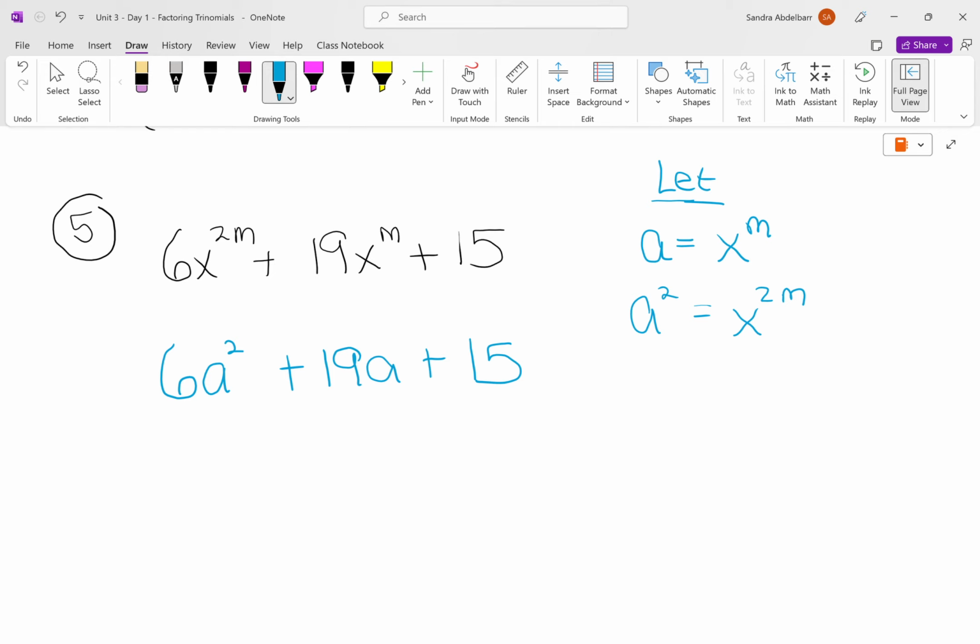Who wants another minute for the factoring? All right, Angie, tell me, what did you get? Well, 3x to the m plus 5, 2x. Okay, so great. You factored back, you substituted back in.